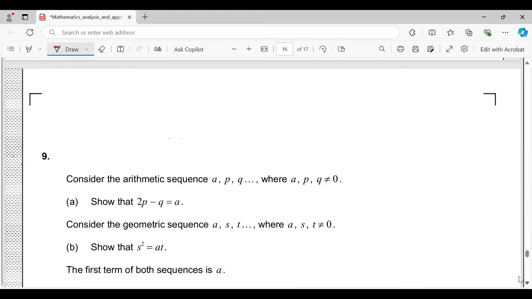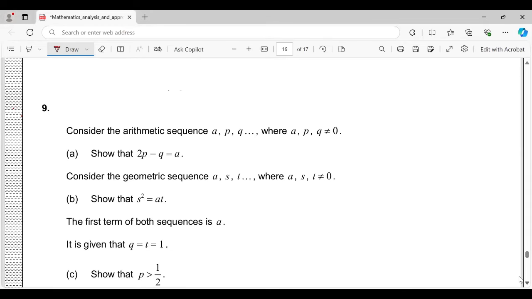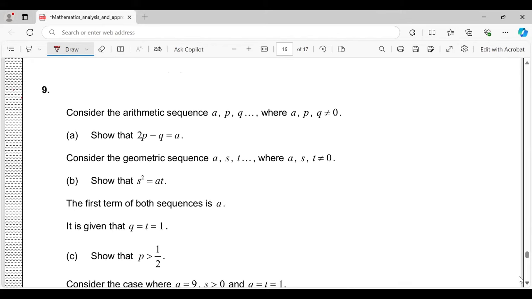Sorry, I thought this past paper went just until number 8, but in fact, it's number 9. Now, let's solve number 9. Consider the arithmetic sequence a, p, q, where a, p, q are not equal to 0. Show that 2p minus q equals a.